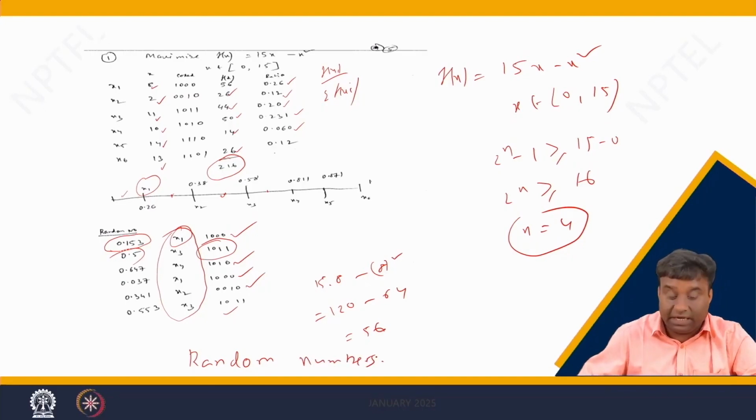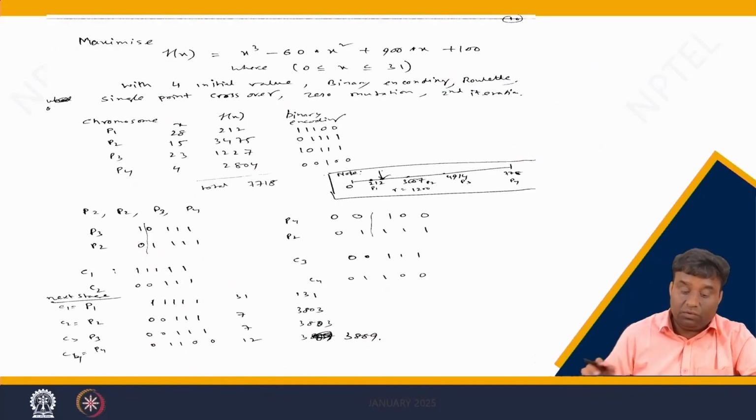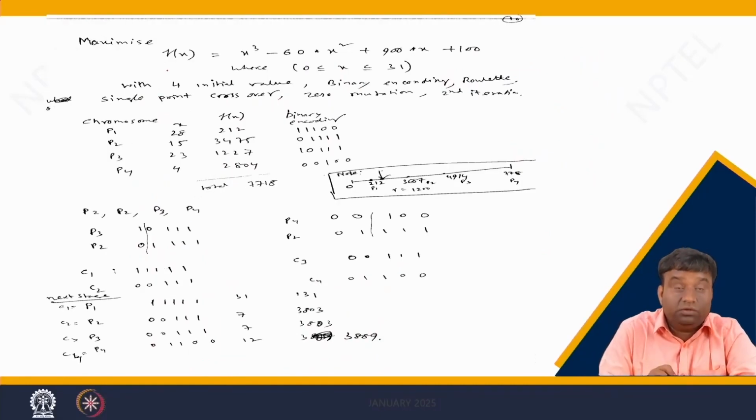So now try to understand the next example. Here we need to solve one question: maximize f(x) equal to x cube minus 60x square plus 900x plus 100, where x belongs to 0 to 31, with 4 initial values and binary encoding. So we need 5 bits, roulette wheel selection, single point crossover, and 0 mutation. So there is no need for mutation. We need to solve up to second iteration.